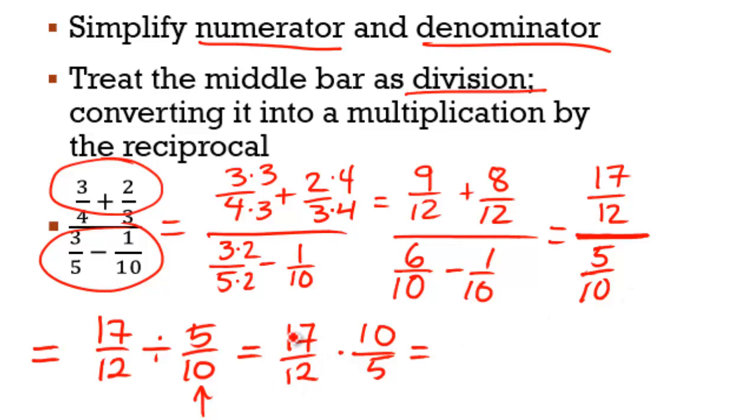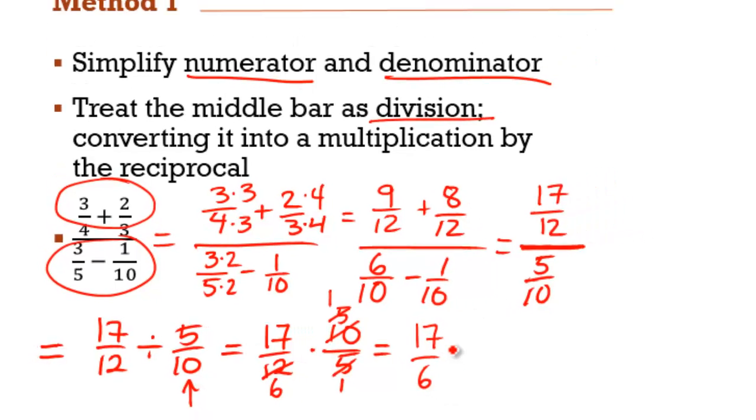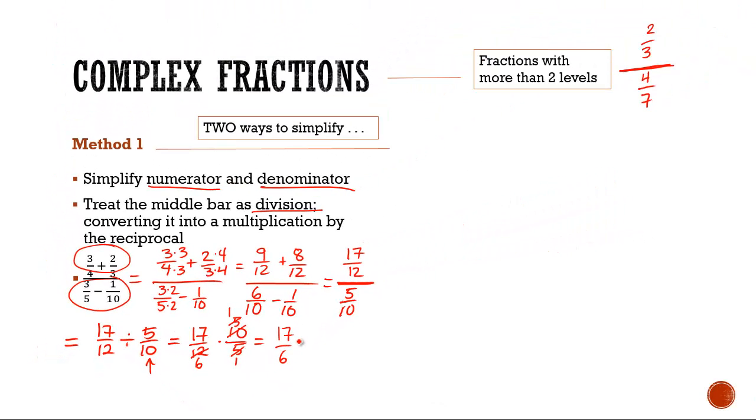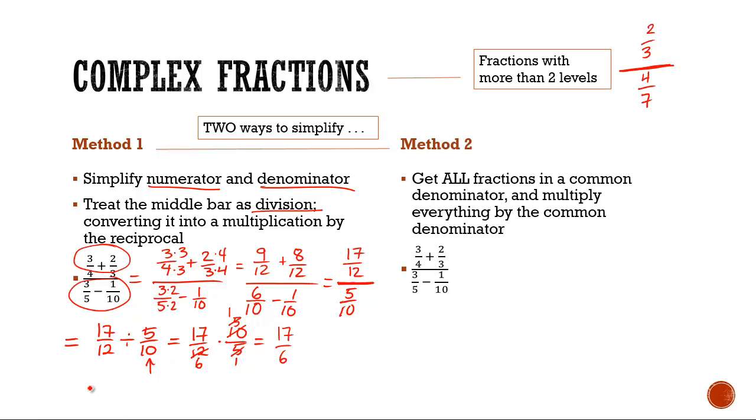So are there any common factors? Yes, the 12 and the 10 can divide by 2, leaving us with 5 and 6, and the 5's divide by 5, giving us 1 and 1, leaving us with 17/6. So that's one method. The other method would be to get all the fractions into a common denominator.